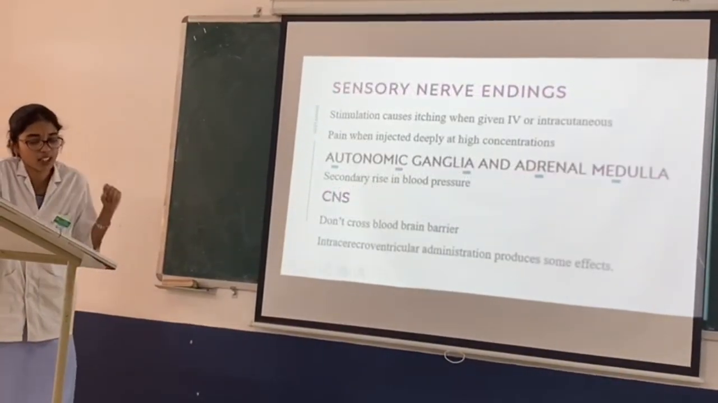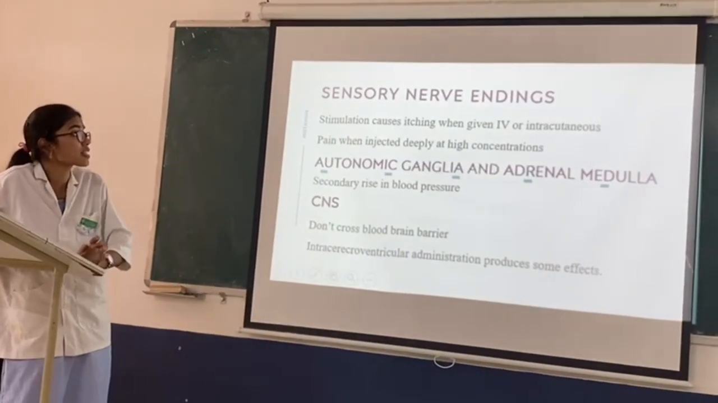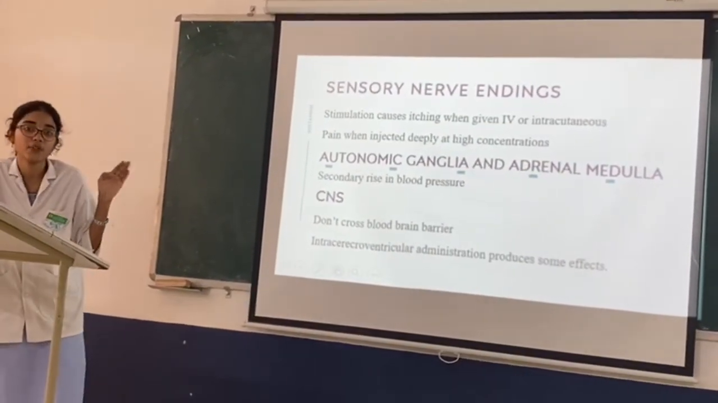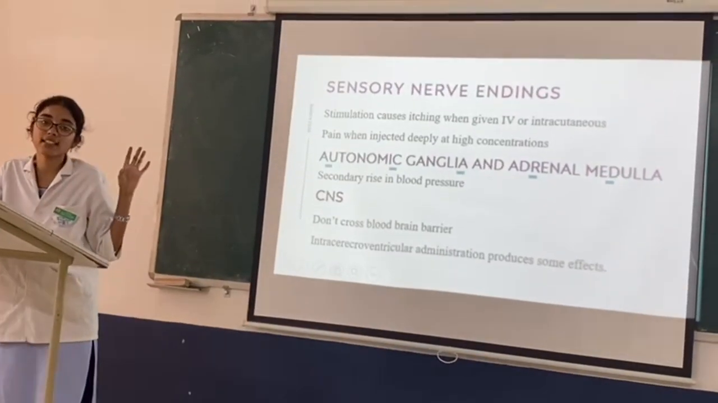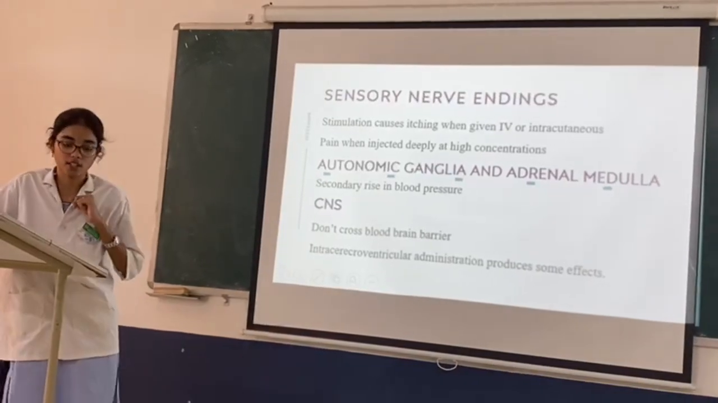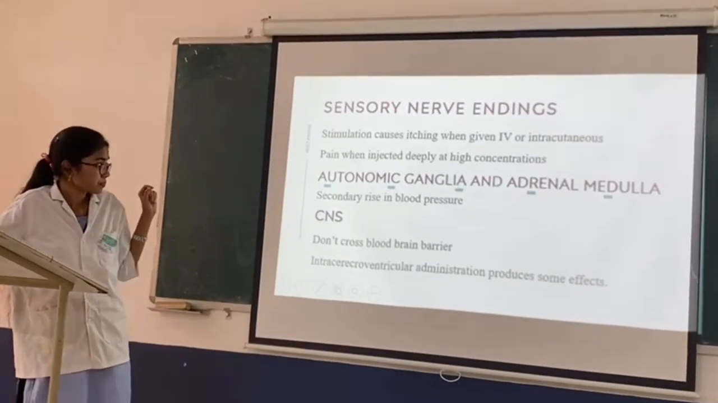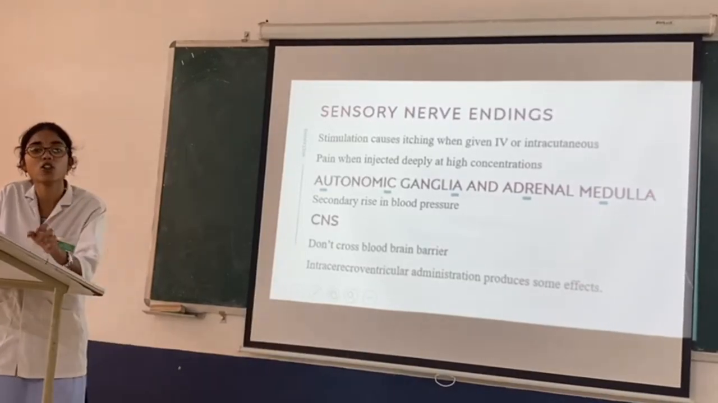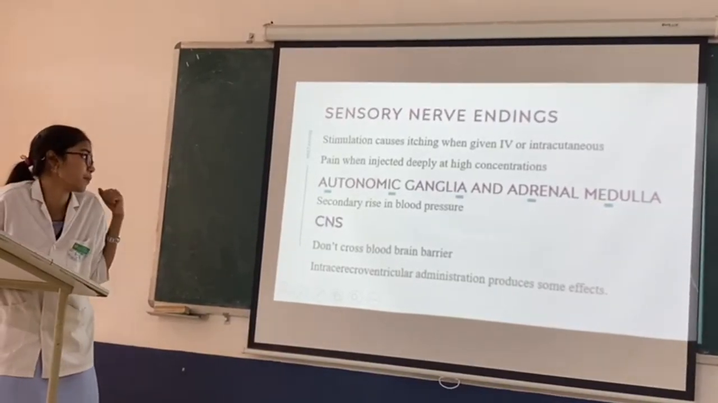Coming to the sensory nerve endings, histamine stimulates the sensory nerve endings to cause itching when it is given through an IV or intracutaneous administration, and we also perceive pain when it is deeply injected at higher concentrations. Coming to the autonomic ganglia and the adrenal medulla, the stimulation of the autonomic ganglia and release of adrenaline from the adrenal medulla causes a secondary rise in blood pressure.